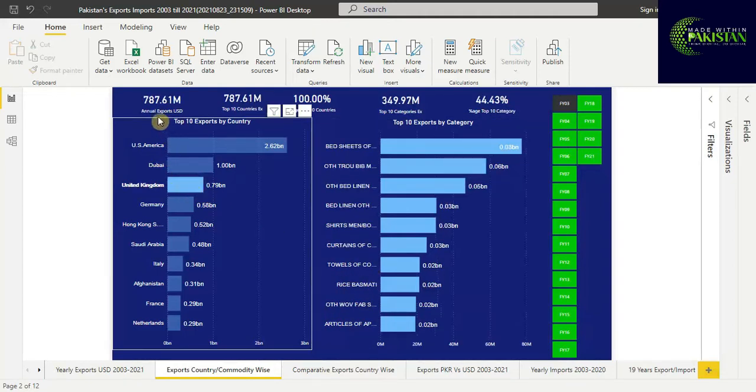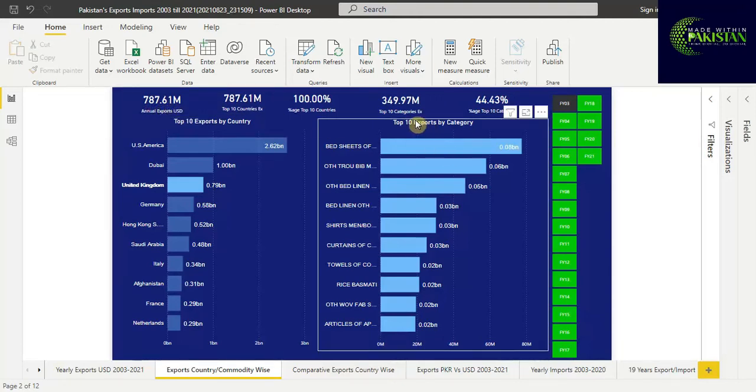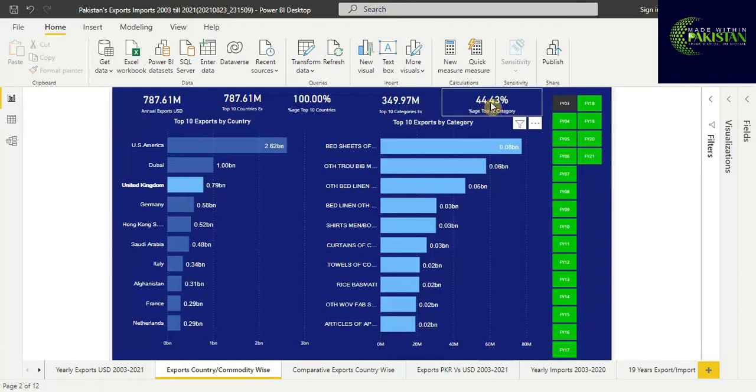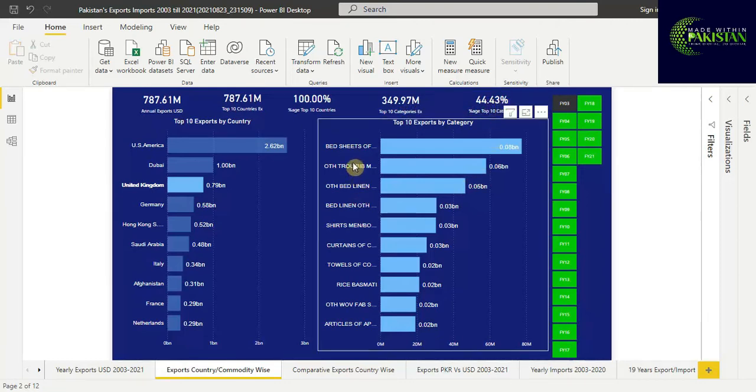United Kingdom, the total exports were 787.61 million. Top 10 commodities contributed 349.97 million. The percentage is 44.43%, and the categories are bed sheets. There is only one non-textile group, and that is rice basmati, and the amount is 0.02 billion.